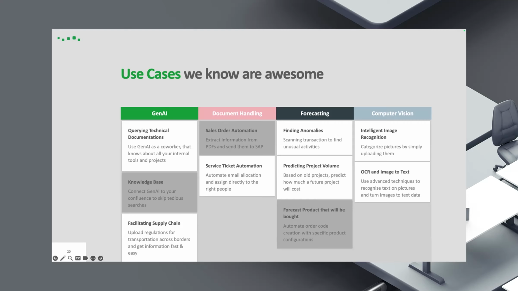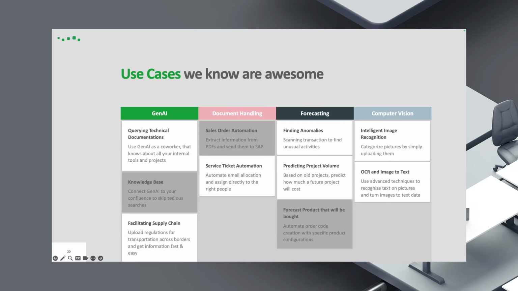Then another use case in the area of document handling. The gray ones, as an information, are the use cases which we already discussed. So sales order automation was a use case from the pre-built model on the BTP. But another use case is, for example, service ticket automation. So this means creating Jira tickets from emails coming in, for example support tickets, and then also assigning them directly to the correct people.